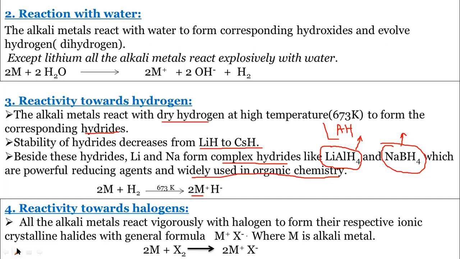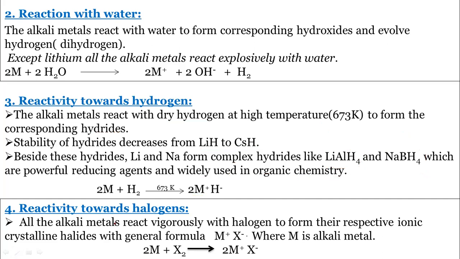Then the next part is reactivity towards halogens. All the alkali metals react vigorously with halogens to form their respective ionic crystalline halides having the general formula M+ X-, where M is the alkali metal. So these are the typical types of halides that will be formed.